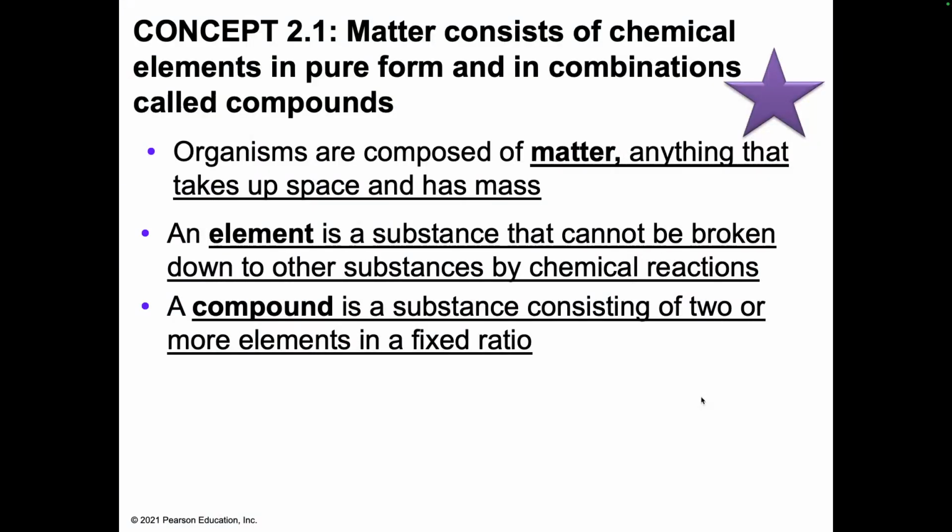So organisms are composed of matter, and anything that takes up space and has mass is made of matter. An element is a substance that cannot be broken down to other substances by chemical reactions, and a compound is a substance consisting of two or more elements in a fixed ratio.